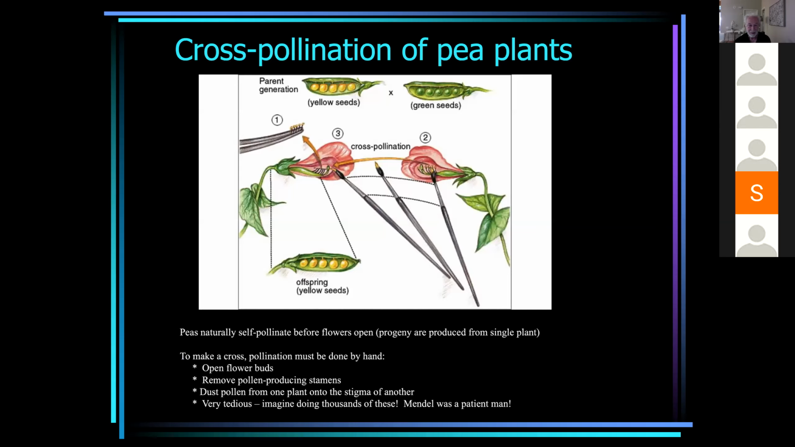So this shows the use of forceps and paintbrushes, which indicates how tedious this procedure was. Open the flower buds, remove the stamens, and then later dust pollen from one plant onto the stigma of another. And Mendel did literally thousands of these. So it took a lot of patience to do his experiments.